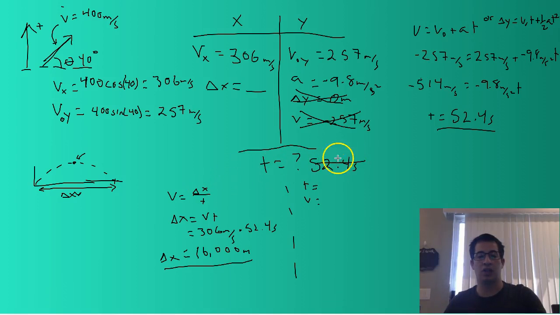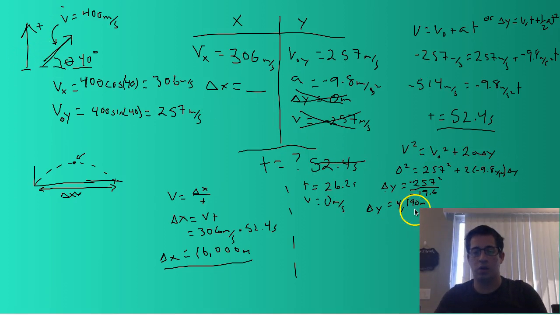Well, the time would be half of this value, so half of 52.4 is going to be 26.2 seconds, and the velocity at that point vertically is 0 because it's at its highest point, so 0 meters per second. So now you can go ahead and solve for the height. You could use either of the two equations because you have 1, 2, 3, 4 values, so you could use any of the equations with displacement to solve. Go ahead and find that. I used this equation right here, and we got a vertical displacement of about 4,190 meters, so over 4 kilometers into the air.